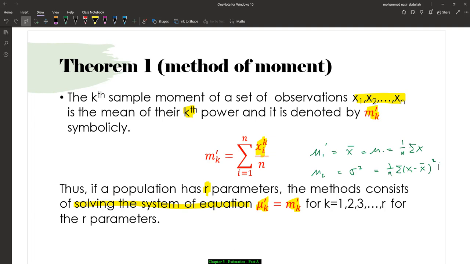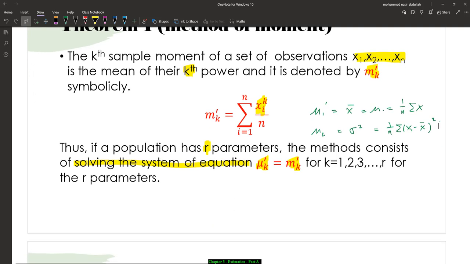Okay, so to solve the equation, to find what we call a point estimate, the theorem says that we need to solve the system of equations, right? So mu k prime equal to m k prime. m k prime is the statistic, the numerical summary of the sample, right?